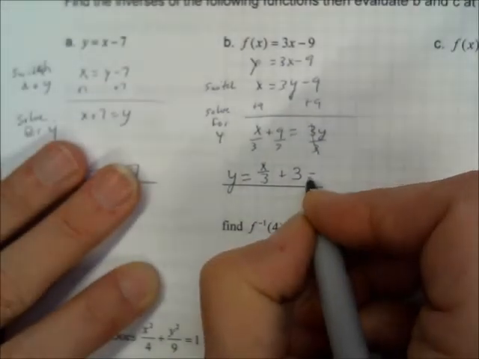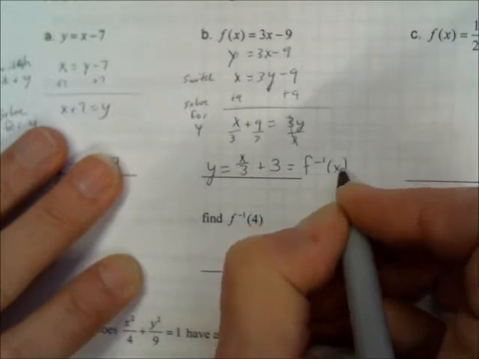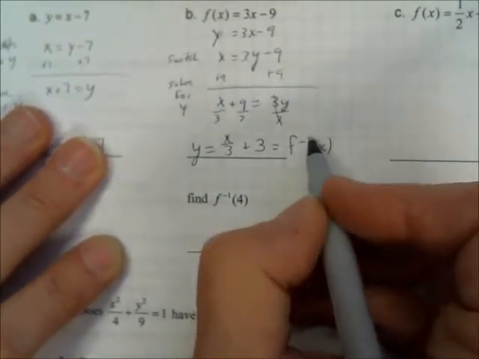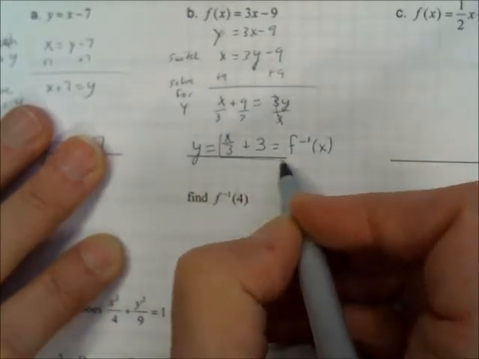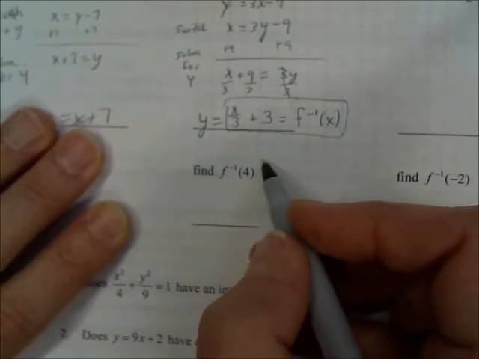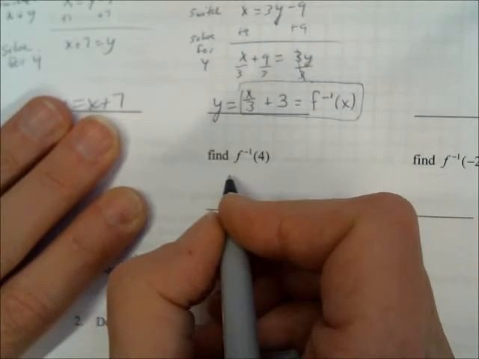So that's the inverse, and you can write this as f inverse of x, because it was given to us as f of x, so you should give the inverse with the inverse notation. So that would be your final answer. Now find f inverse of 4. Well, f inverse of 4, you just replace the x's with 4's.